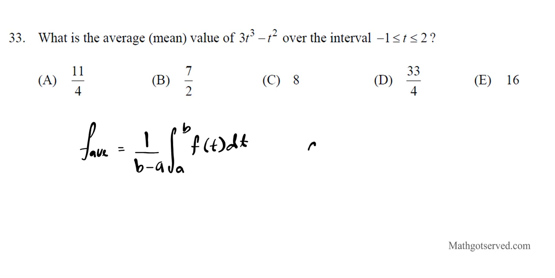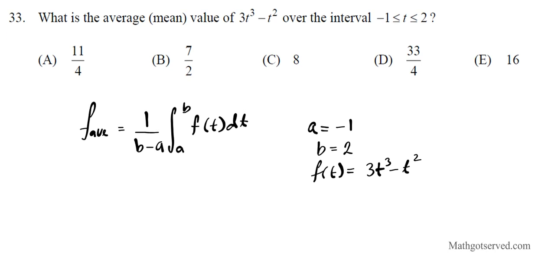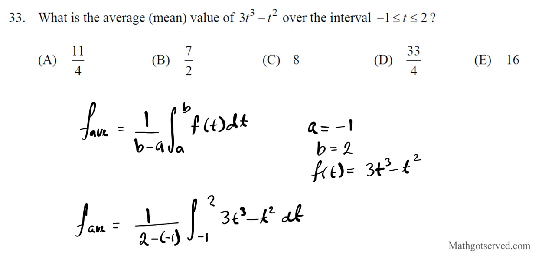In this case, the lower limit a is negative 1. The upper limit b is 2. And our function is 3t to the third minus t squared. So we're just going to use the average value formula to help us compute the average of this function on this interval. So f average is going to be 1 over 2 minus negative 1 times the integral from negative 1 to 2 of the function 3t to the third minus t squared dt.